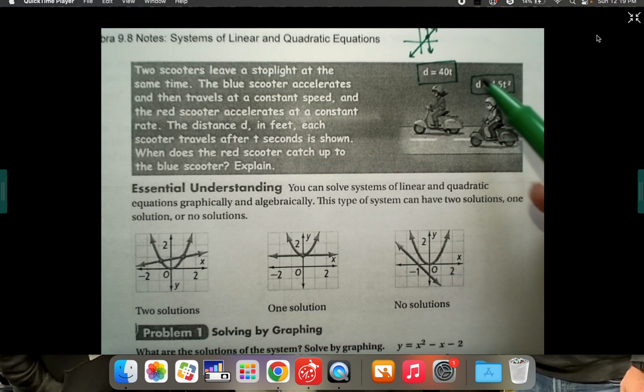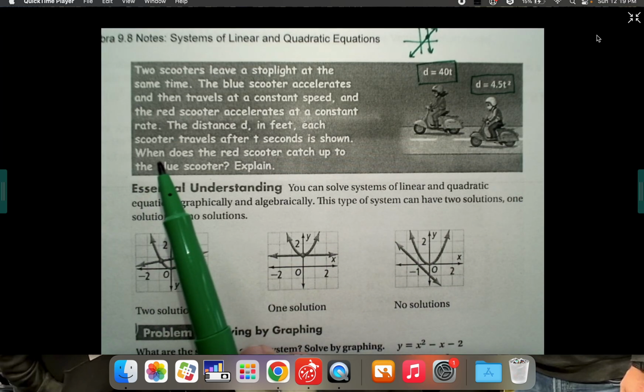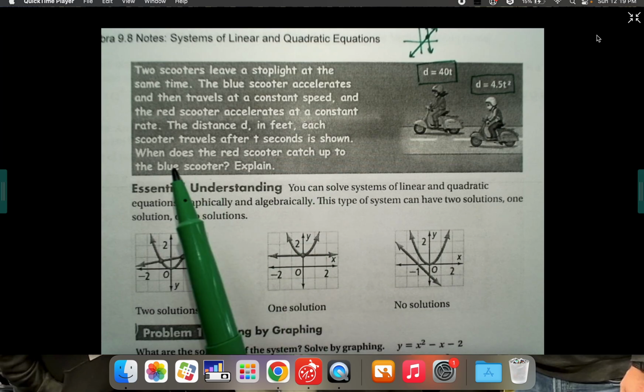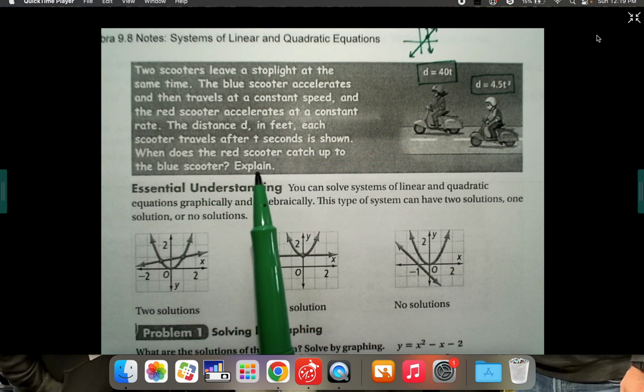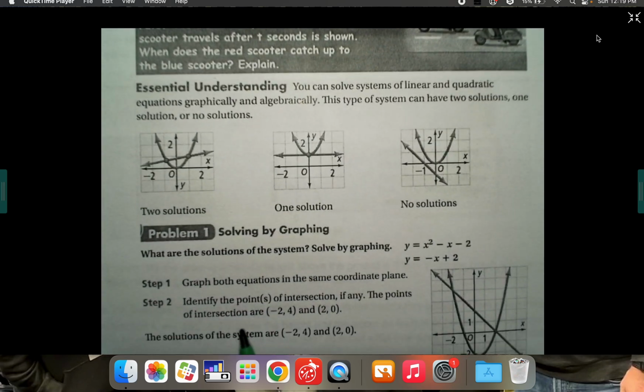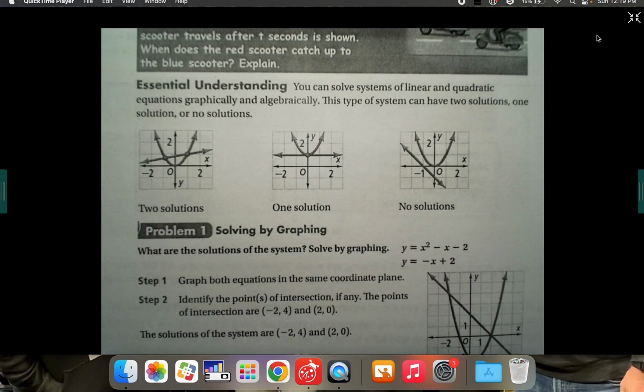If you graphed both of these, you would find where they intersect, and that would show when the red scooter catches up to the blue scooter. That point of intersection is where they would meet. All right, here's the essential understanding. When you're looking at it graphically, you can just look and see where they intersect.